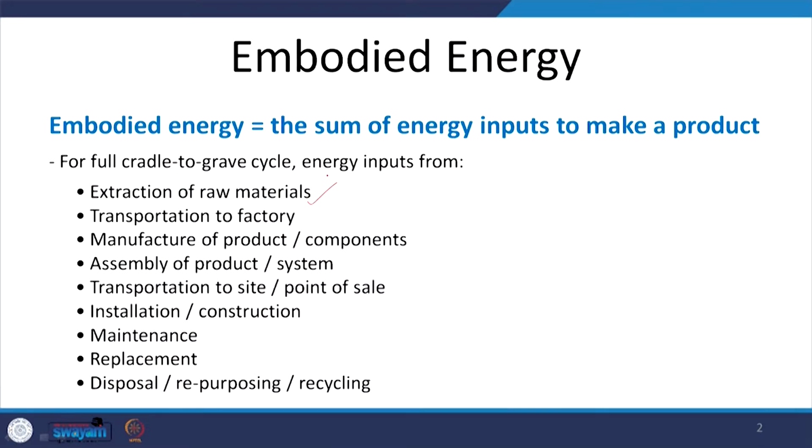Energy consumed at all these stages of a material's life is what will be counted towards the embodied energy of a material. So, if we are looking at embodied energy, we are talking about extraction of raw materials, transportation to the factory, manufacturing of the product, assembly, transportation to the point of sale, installation, maintenance, replacement, and disposal. All these together, and the energy consumption at each of these stages, is what will be called embodied energy.